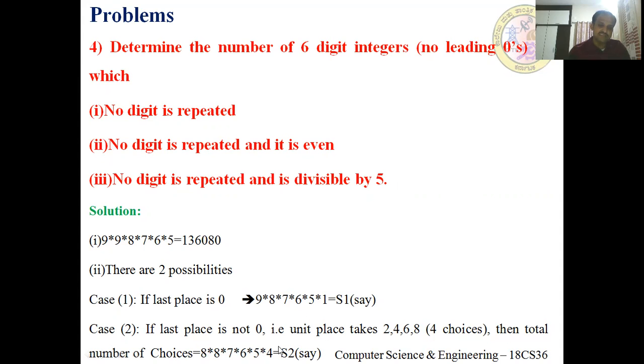Out of the 9 digits, suppose 2 is occupied, any one of the even digits is occupied, the remaining digits left out is... here 0 can be added. Here 0 can be added. This way the second position can be filled in 8 ways. Having filled the first place and the second position as well as the unit place, the next digit can be placed in 7 ways, 6 ways and 5 ways. Let us call this S2.